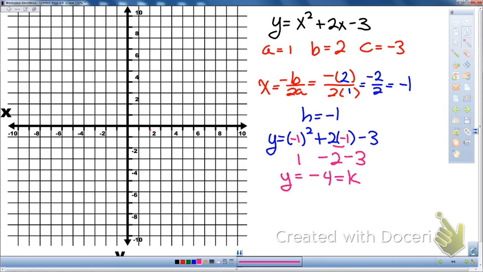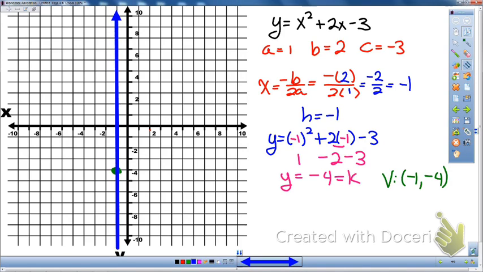Now that we know our h value and our k value, we know our vertex is going to be negative 1, negative 4. Plot that onto our graph right now. Draw in an axis of symmetry to help us with our graphing later to make it even better. Now that we know the vertex, we can complete our table of values.